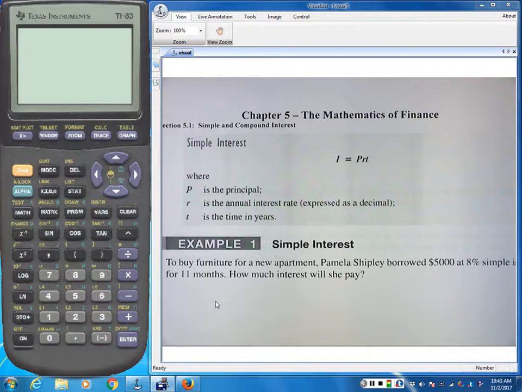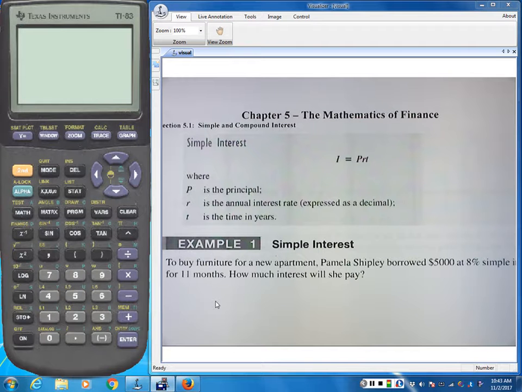So, simple interest as opposed to compound interest. Simple interest is oftentimes used for loans that are taken out at a credit union. Credit unions very often do simple interest for things like a car loan, a personal loan, or something like that.